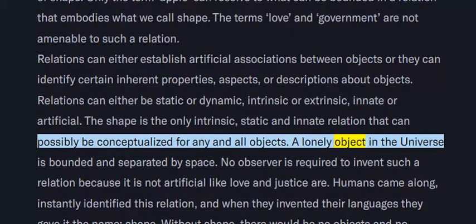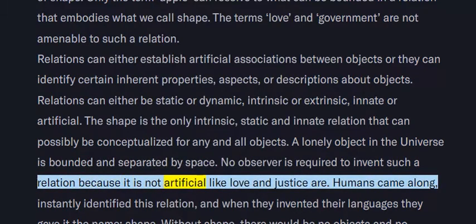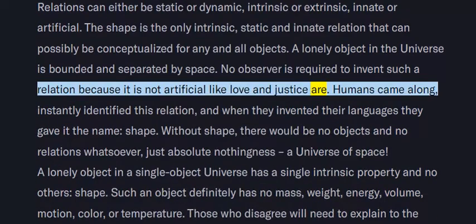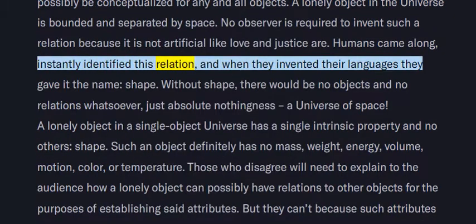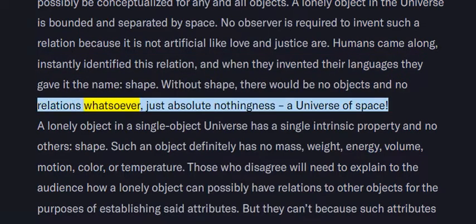A lonely object in the universe is bounded and separated by space. No observer is required to invent such a relation because it is not artificial like love and justice are. Humans came along, instantly identified this relation, and when they invented their languages, they gave it the name, shape. Without shape, there would be no objects and no relations whatsoever, just absolute nothingness, a universe of space.